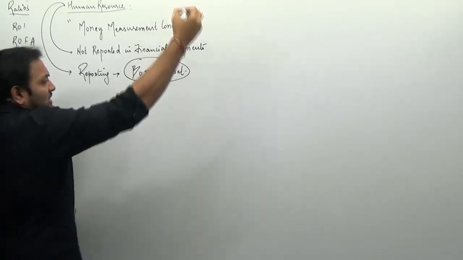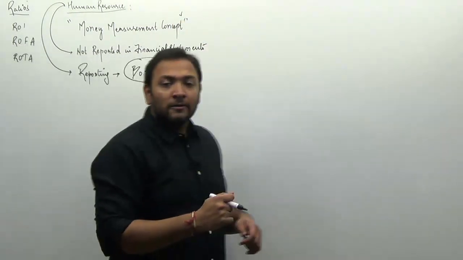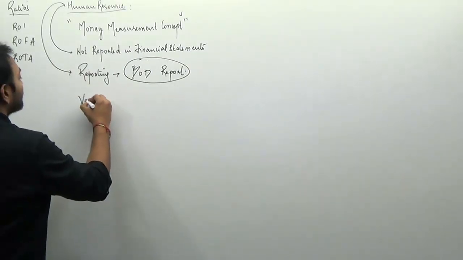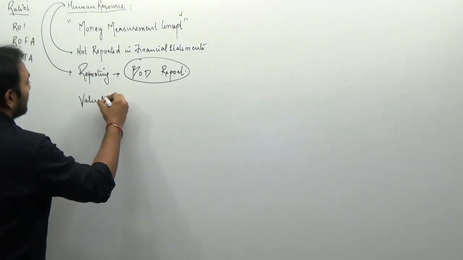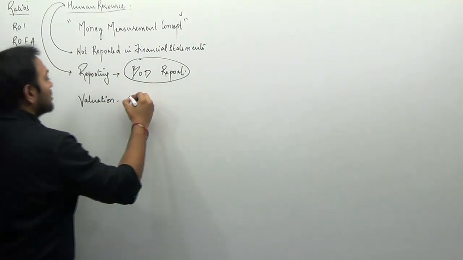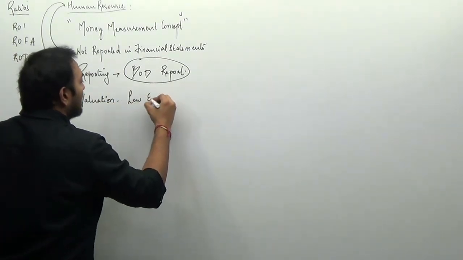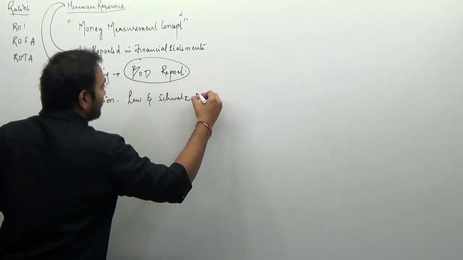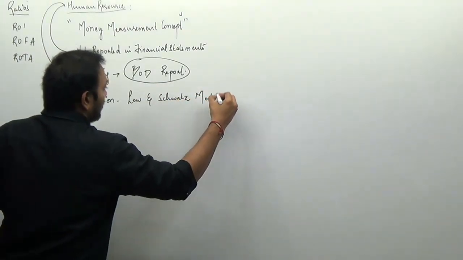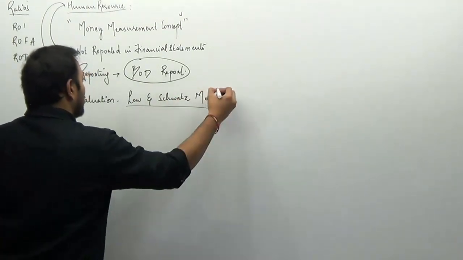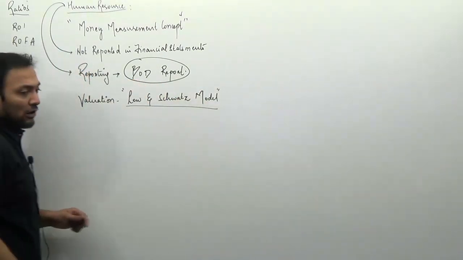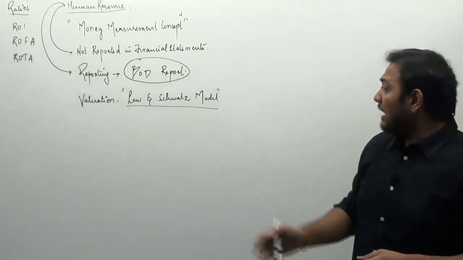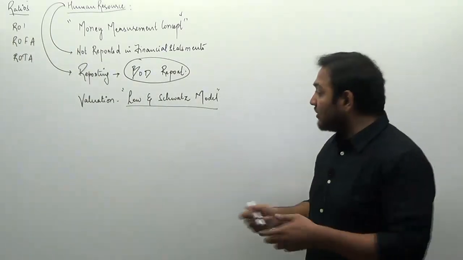Well, we said money measurement is not possible for human resource. Then how do I value the human resource? Your valuation is based on the Lev and Schwartz model. Basically, two people came up with a unique idea of valuing your human resource. Now, this is what we'll be looking at, and how is this Lev and Schwartz model actually valued?